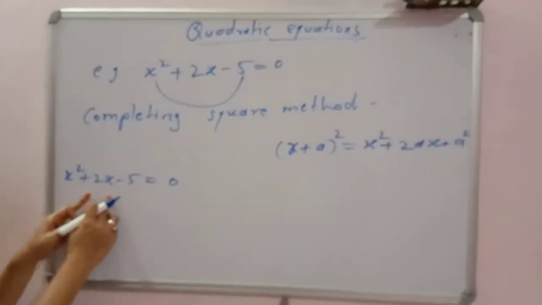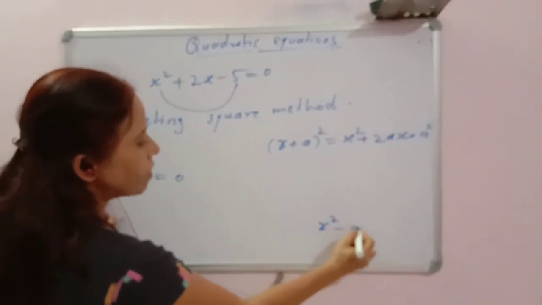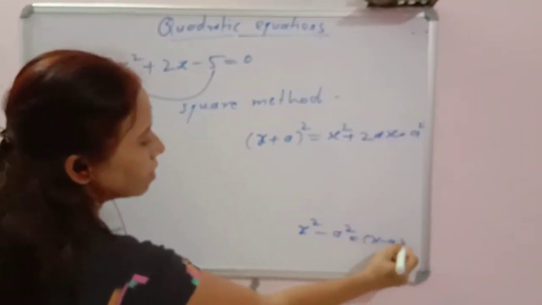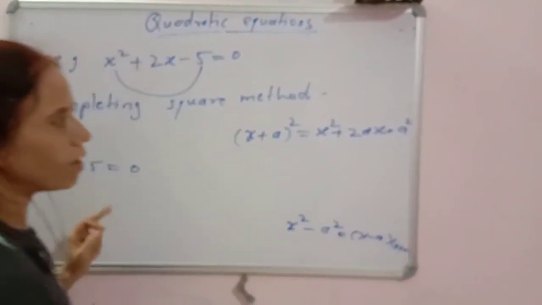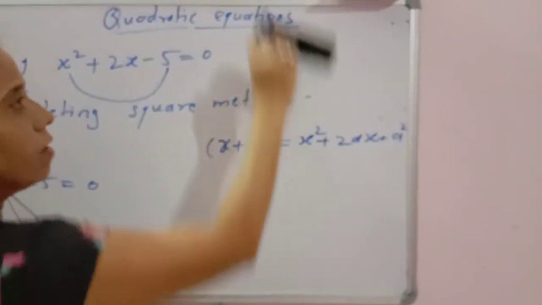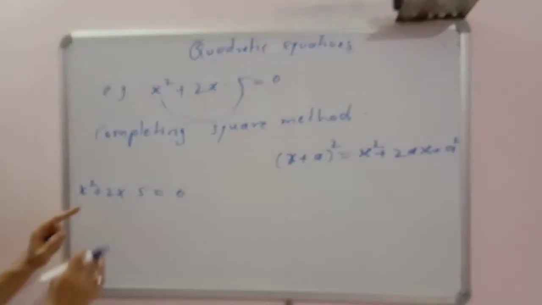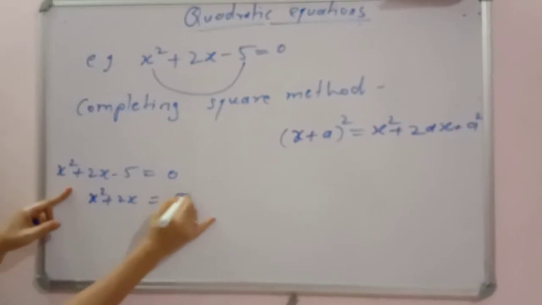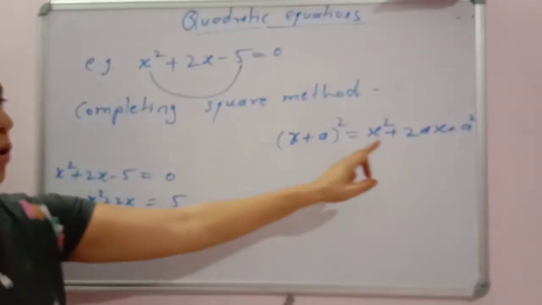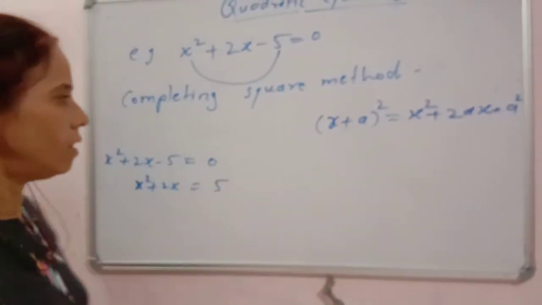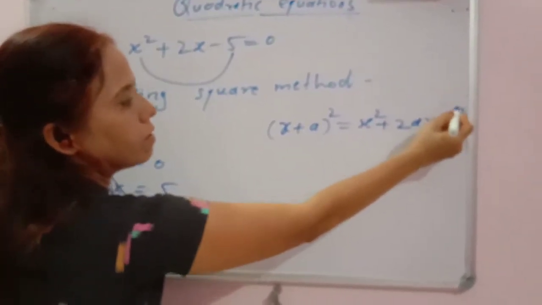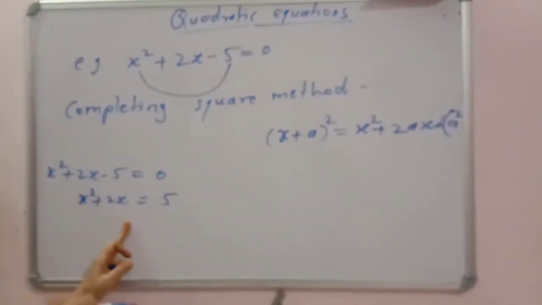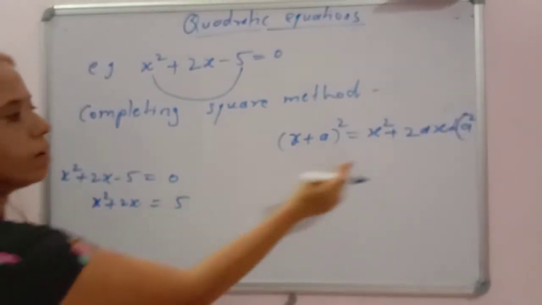So we will convert it in this form, that is x square minus a square, and the factors of this are (x minus a) into (x plus a). So we will convert this into that form. For that, take this constant term to that side: x square plus 2x equal to 5. Now if I compare this to this perfect square trinomial, the third term is absent here, and I have to add that third term here, and for that we have to find it out. Now compare these middle terms.